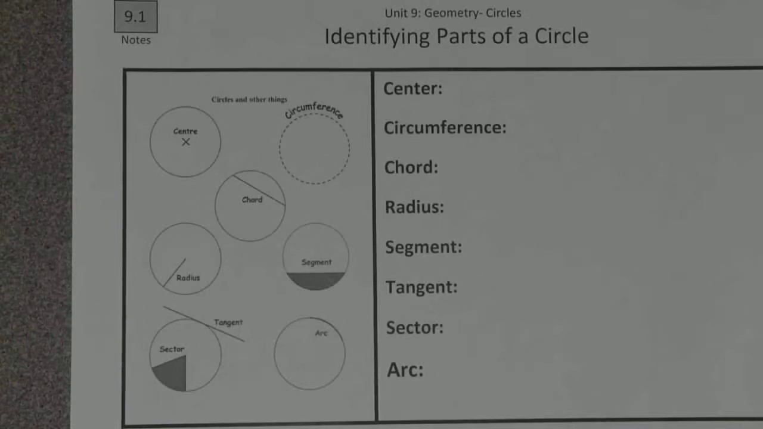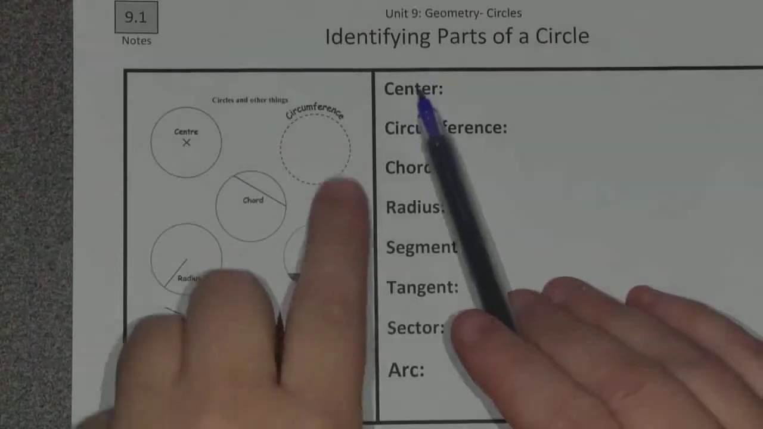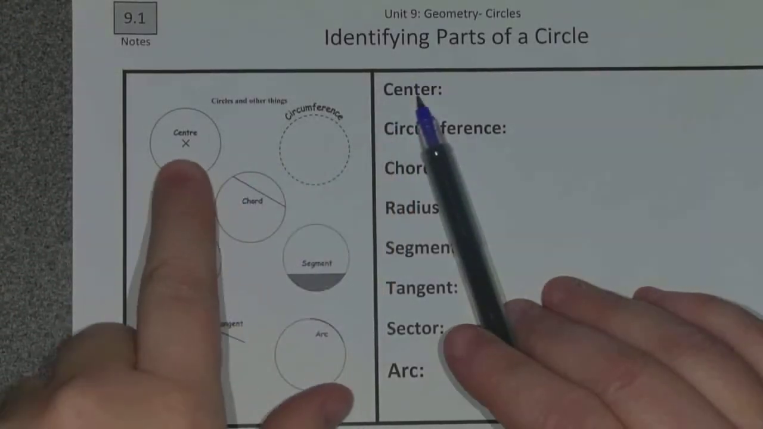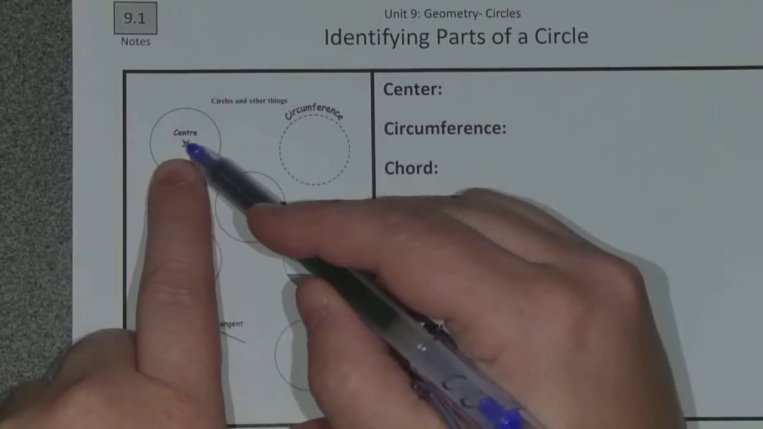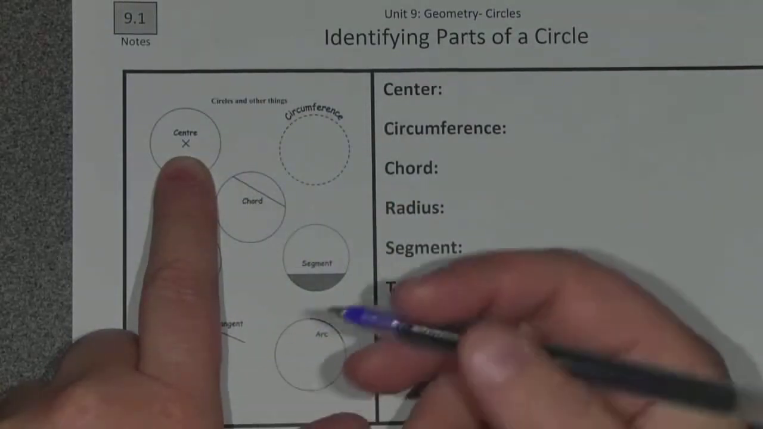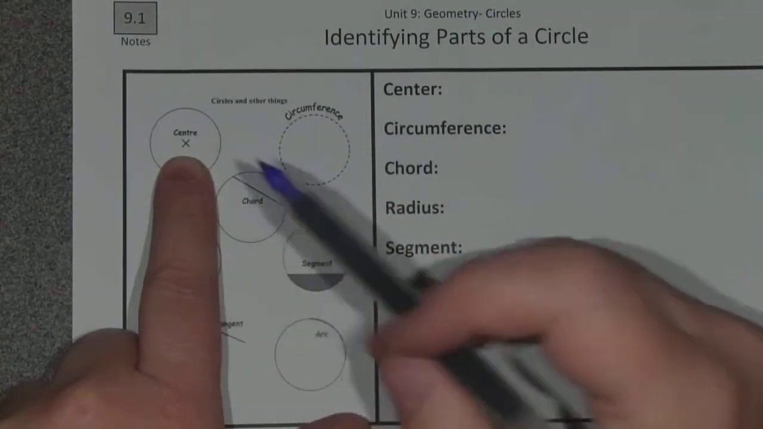All right, so this is Note-Taking Guide 9.1, and we're going to talk about the different parts of a circle today. Does anybody know what the center of the circle is? Center. Yeah, the center for sure, you're right. It's like the middle of the circle, right?